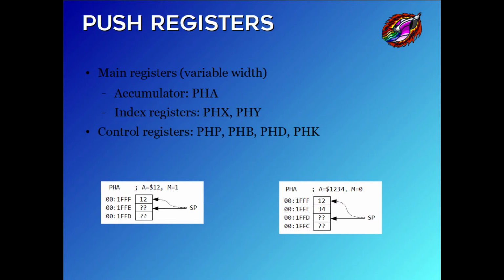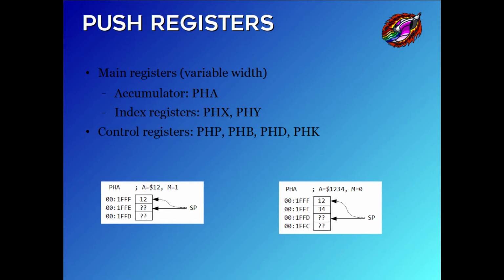On the right, we have the 16-bit case. Now there, the accumulator has the hexadecimal value 1234. And after the push, 1234 is stored in memory. The 12 part is again up in 001FFF. The 34 part is down in 001FFE.